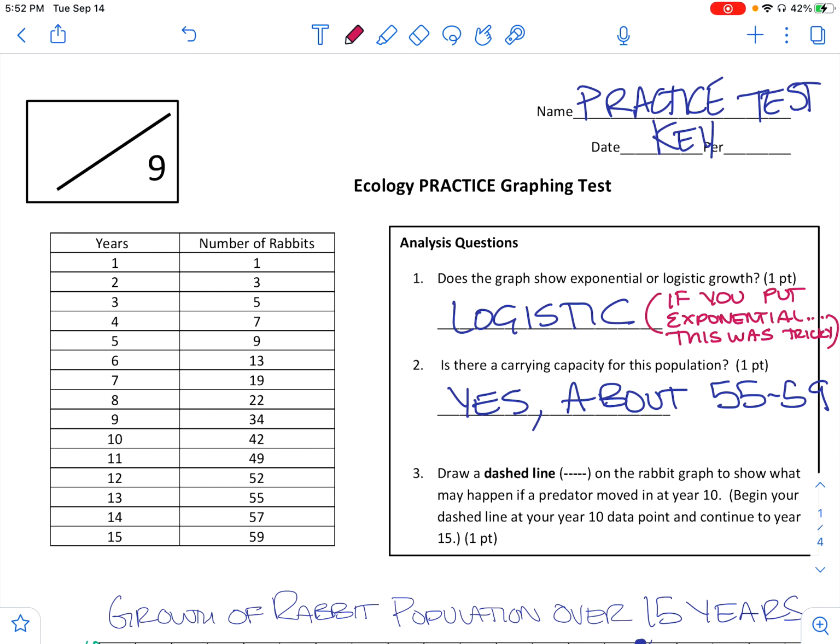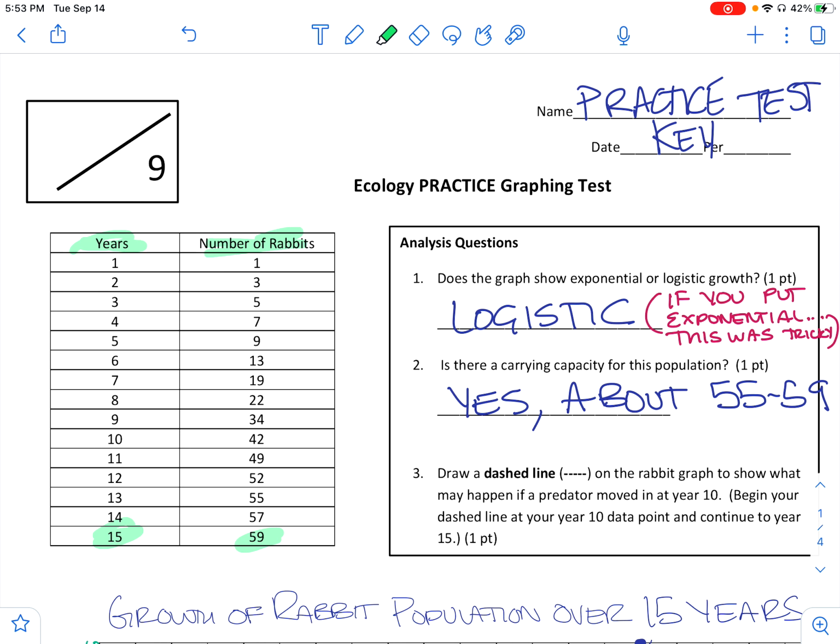All right, everyone, this is your last part of your practice test. This is the graphing portion. So for this one, you had a population of rabbits over 15 years, and you had to plot the number of rabbits over the course of those 15 years.